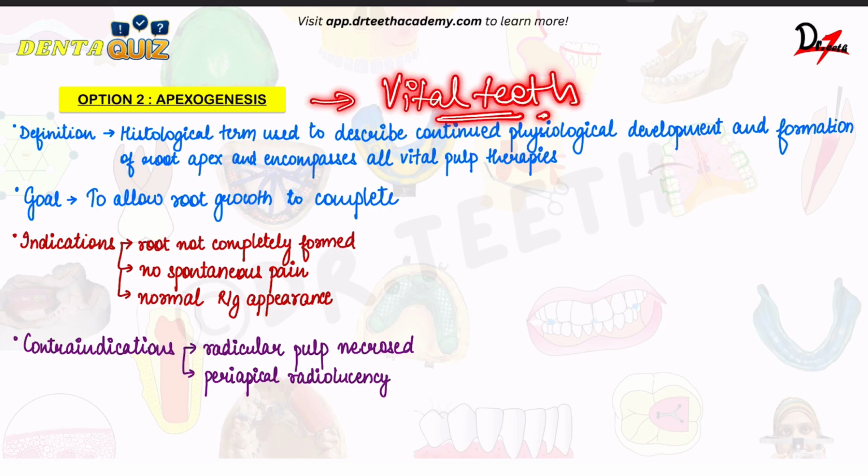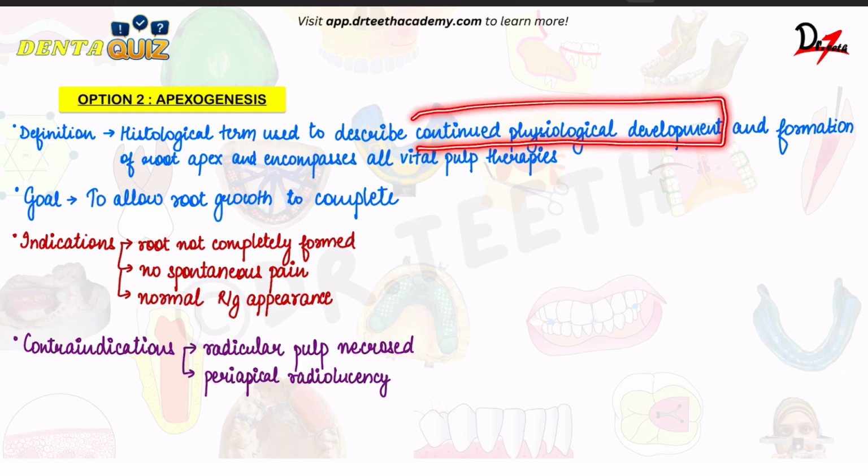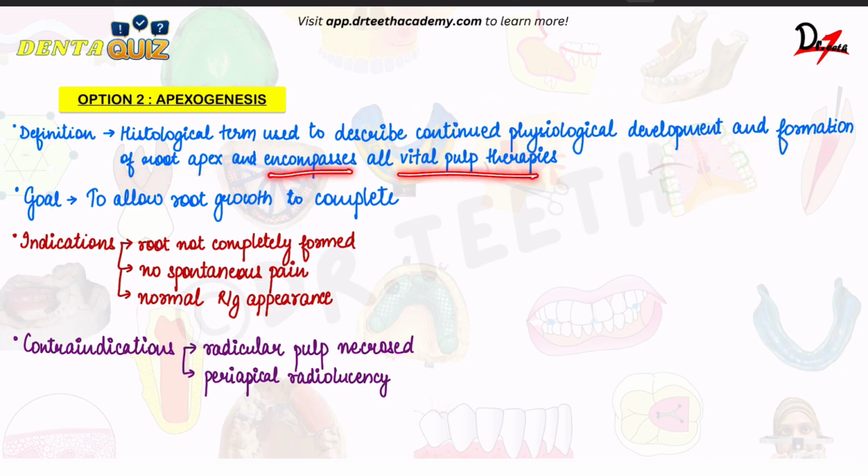Now let's see what the definition says. It says it is a histological term, right? Used to describe continued physiological development. Please know this word, continued physiological development. And formation of root apex, and encompasses all vital pulp therapies. Basically, the goal of this process is to allow root growth to complete.